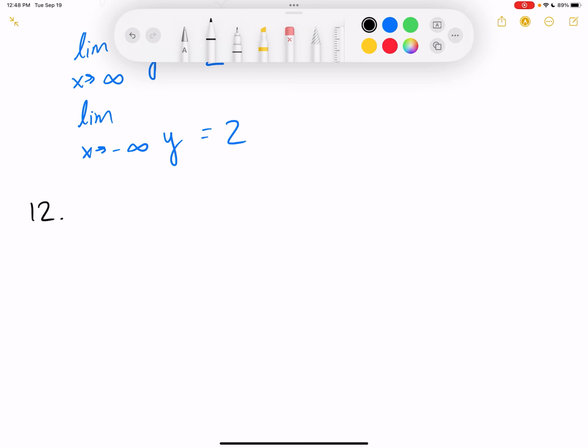So 12 is. I thought I had gone and done this one yesterday because I saw that it was later, but I guess I didn't. The limit as x approaches infinity of sine of x squared over x.